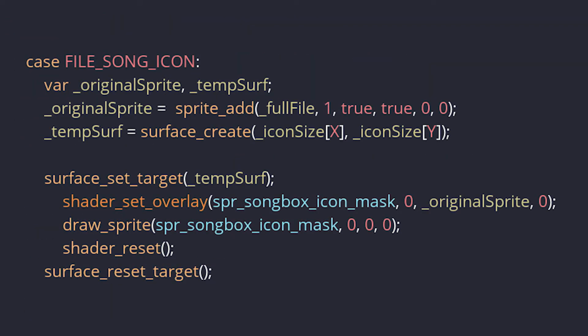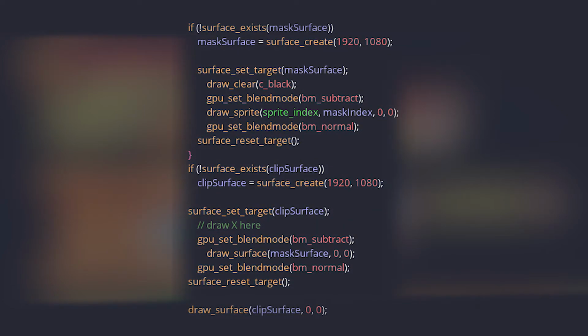Something extra that we need to do for the song icon is use a shader when we're drawing in the surface. As I mentioned before, the song icon is a vinyl record-like shape. So using a mask sprite, we overlay the imported sprite onto the mask. This is what the shader is used for. I could alternatively use blend modes for this, but shaders are a much more efficient and neater way of doing things.